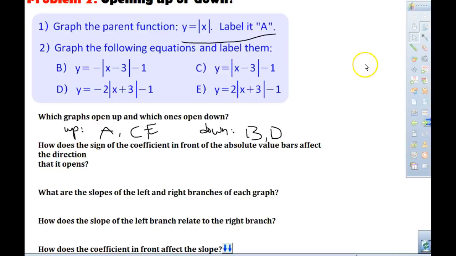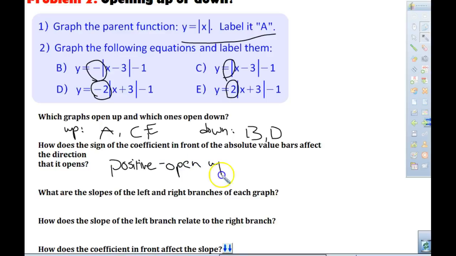It may help you to plot those graphs on yours, to plot those points here. And the question said, as we are looking at this, does the sign of the coefficient in front, that's this, the sign of the coefficient in front of the absolute value bars, how does that affect the direction of opening, up or down? So if it's positive, what's going to happen? Positive, it's always going to open up, right? And if that is negative, then our graph will open down.